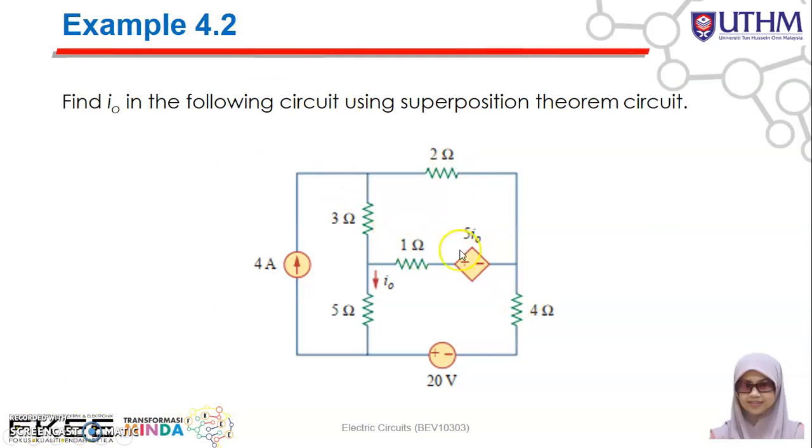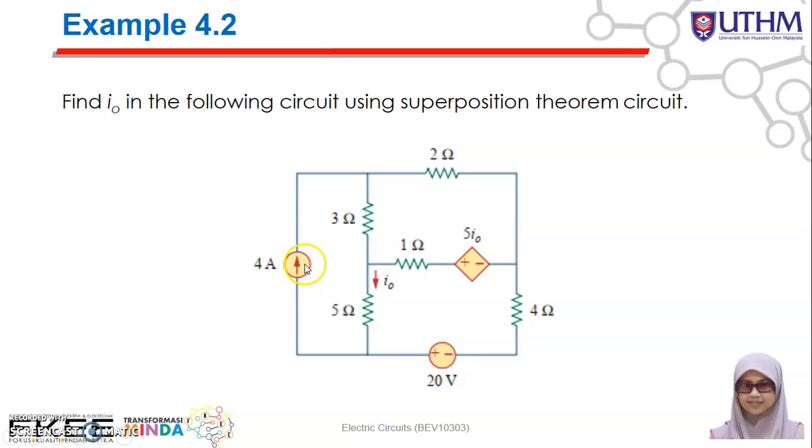So this example, based on the circuit, you need to find the value of I naught in the following circuit using the superposition theorem. Here you have an independent source, but here you have a dependent source. You need to remember, you just need to apply the superposition theorem only on the independent source.